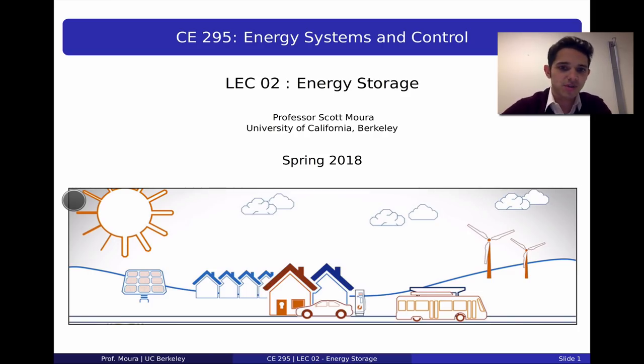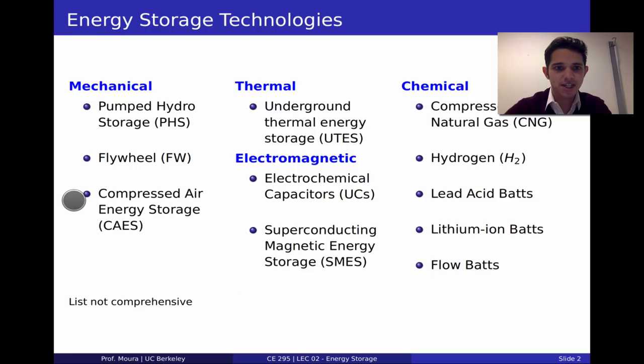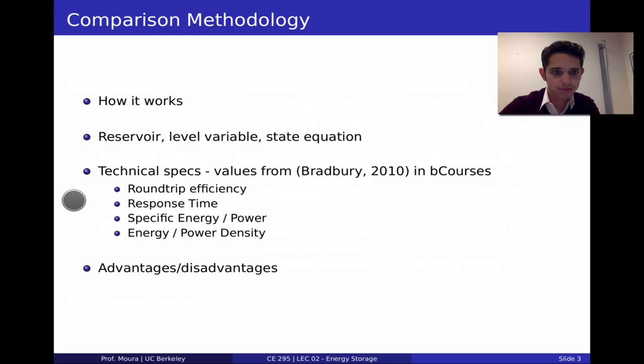So, today's lecture is really just going to be an overview of various energy storage technologies. This is the list of technologies that we're going to discuss. I've categorized them in four different categories: mechanical energy storage, thermal energy storage, electromagnetic energy storage, and chemical energy storage. Let me also mention that this list is not comprehensive. There are other storage technologies out there, but I think this covers the most common ones that you will come across.